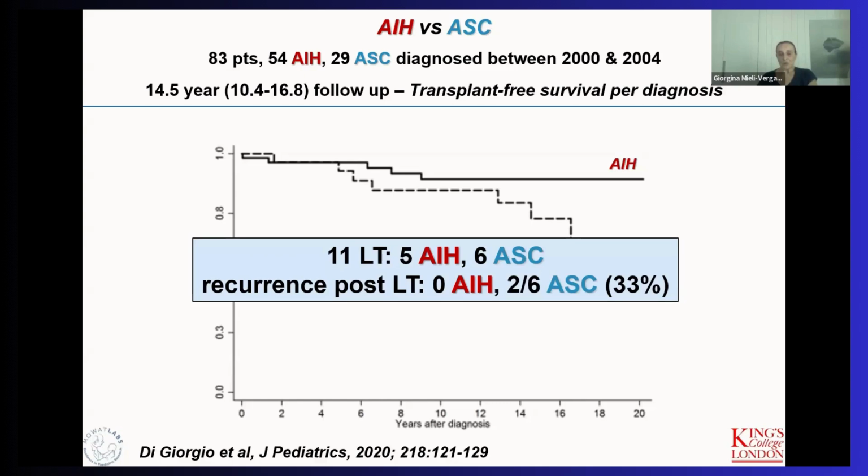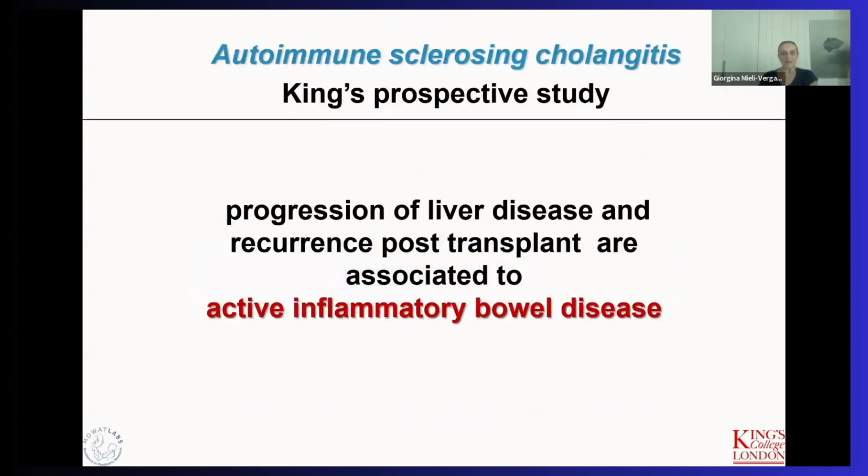We also noticed, and I'm pretty convinced about this, although it's very difficult to do statistical analysis, that the progression of liver disease and the recurrence post-transplant are associated to the activity of inflammatory bowel disease. So it is very important to maintain the inflammatory bowel disease completely controlled if you don't want to have progression of liver disease. And of course, after transplant, if you don't want to have a recurrence of autoimmune sclerosing cholangitis.